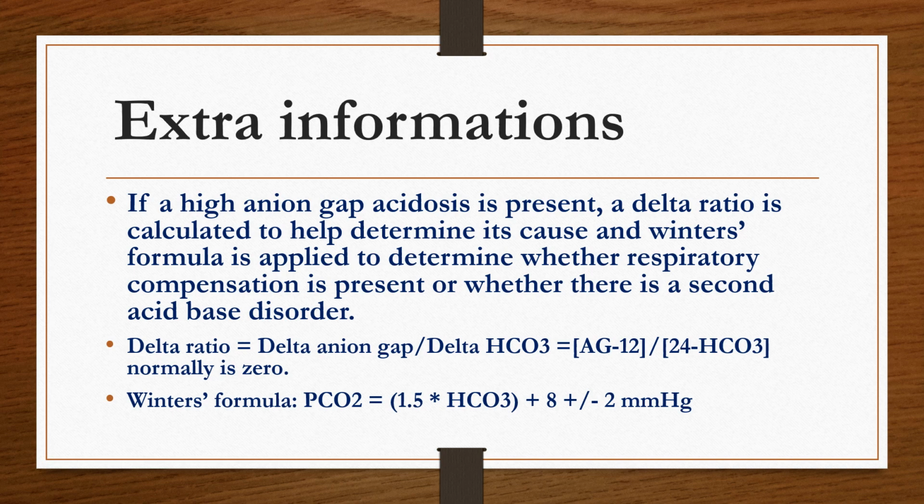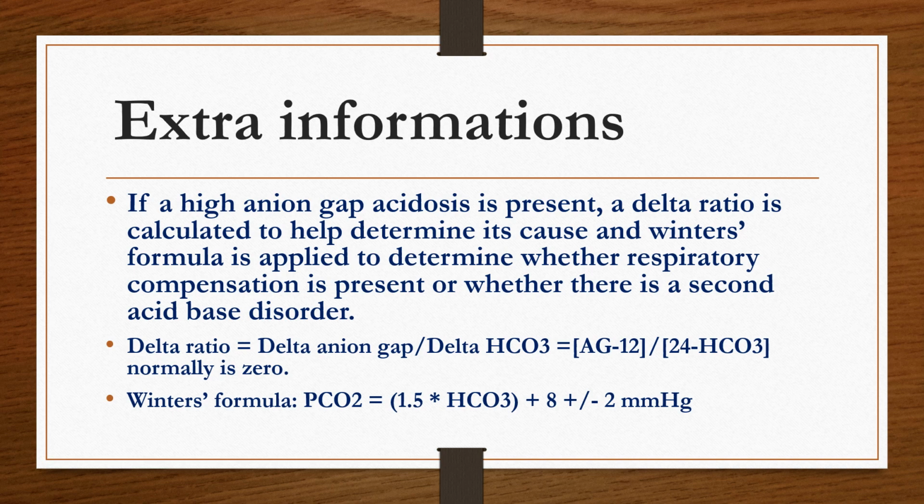So what is Winter's formula giving us? Winter's formula is giving us the expected level of PCO2, and we compare between those two numbers. How do we measure the expected level of PCO2? We measure it by 1.5 times the level of bicarbonate plus 8, plus or minus 2. And we measure it in millimeters mercury too.